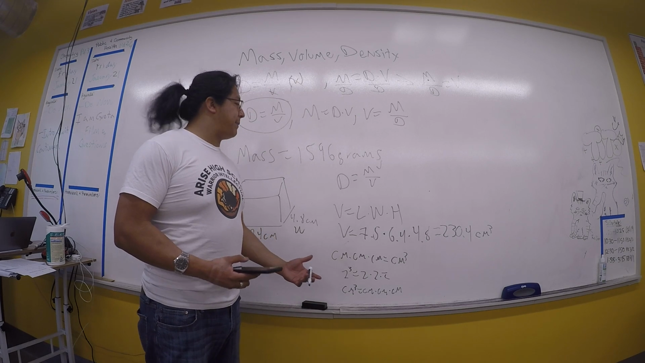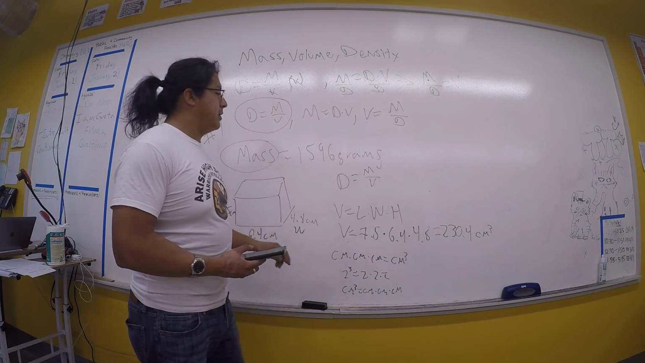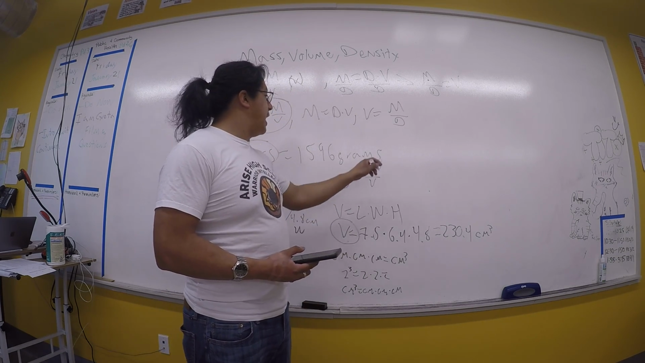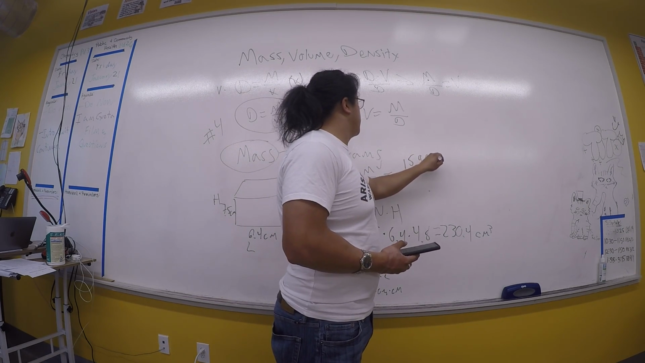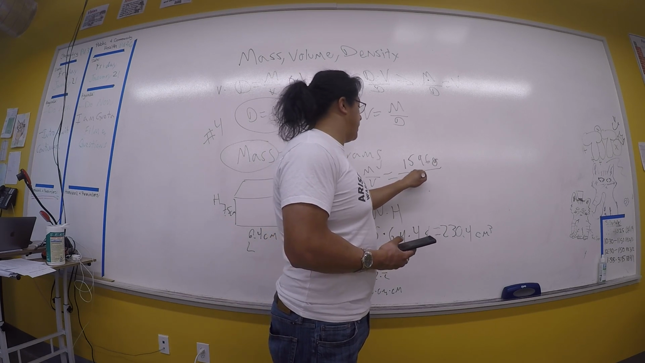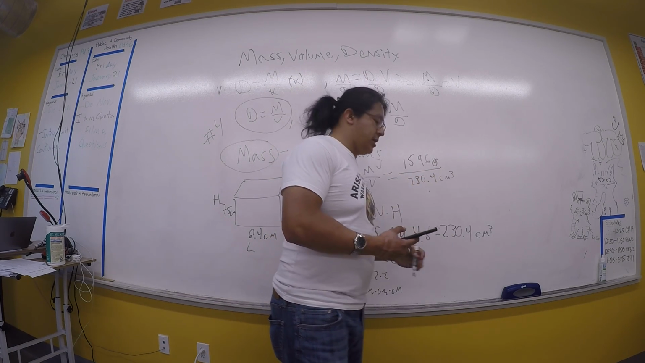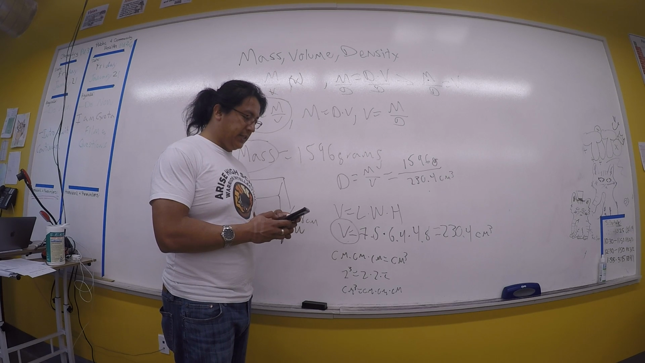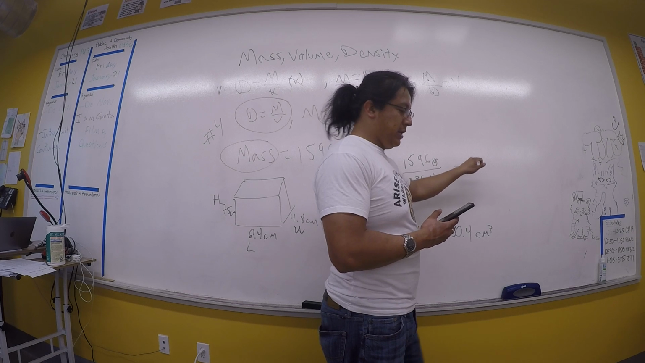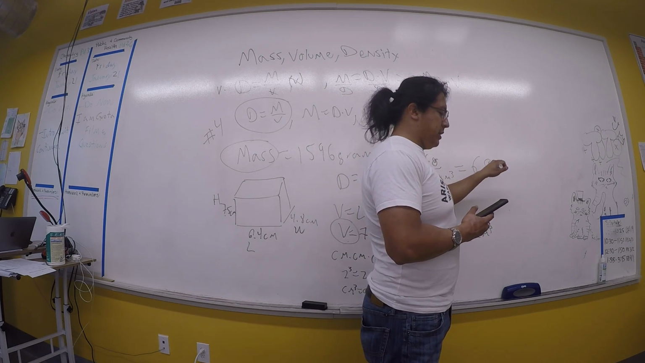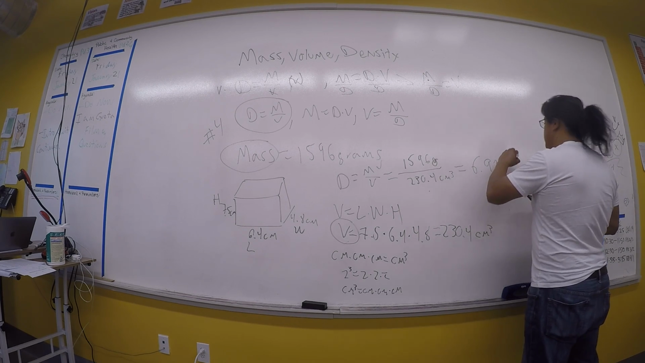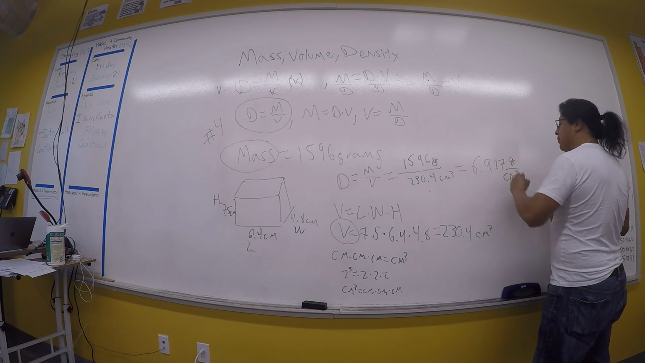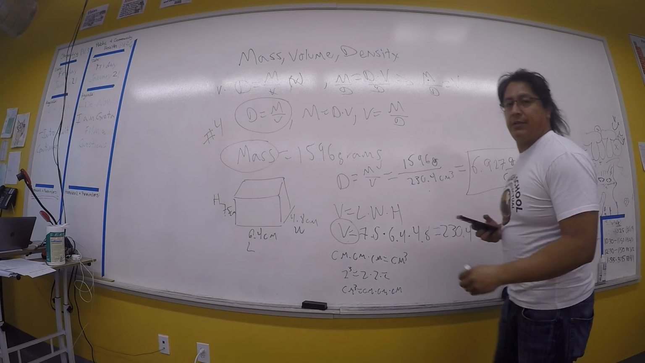So look what happened. We were given our mass. We calculated our volume. Now we just plug them in. 1,596 grams over 230.4 centimeters cubed. If you plug it into your calculator, 1,596 divided by 230.4, the answer is 6.927. Don't forget your units, guys. You've got to remember your units. Grams per centimeter cubed. That's our answer. All right?